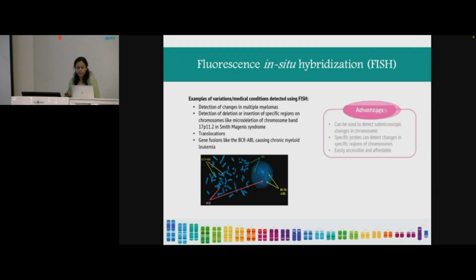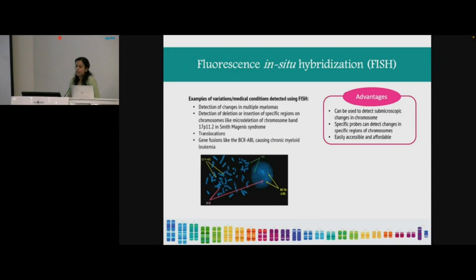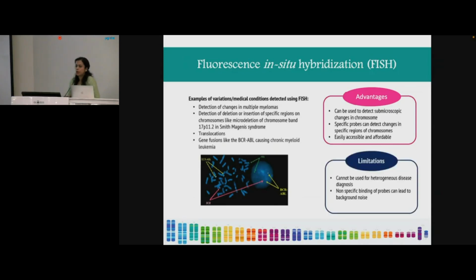Certain advantages: it can be used to detect submicroscopic changes in the chromosomes. Specific probes can detect changes in the specific regions of the chromosome. It is easily accessible and affordable. But the limitations: you cannot use it for a very broad or heterogeneous disease diagnosis. Not specific, sometimes what happens, there is non-specific binding of the probes which can lead to background noise.